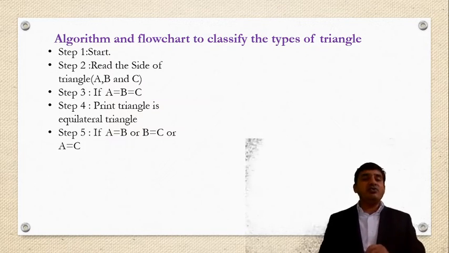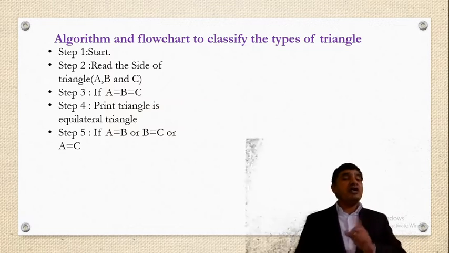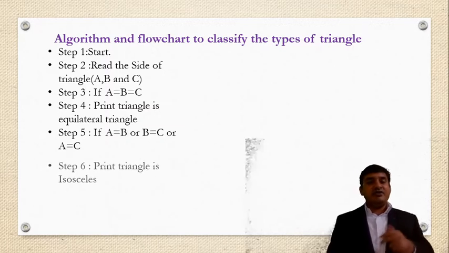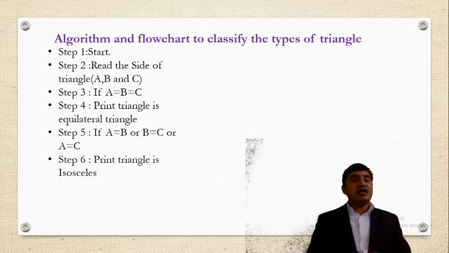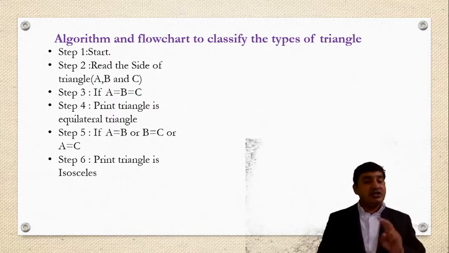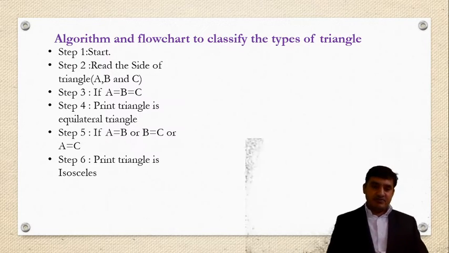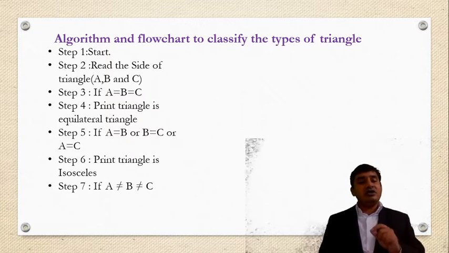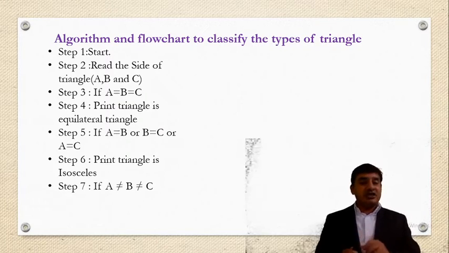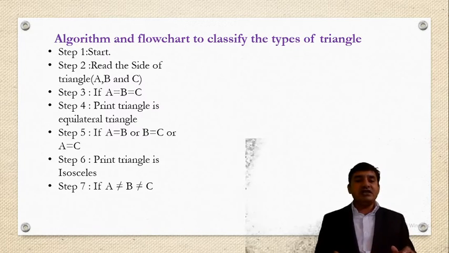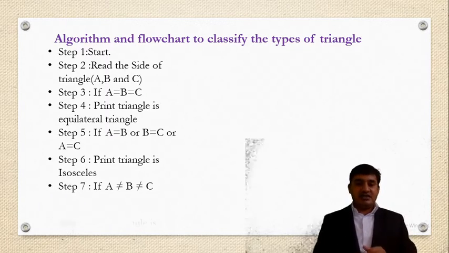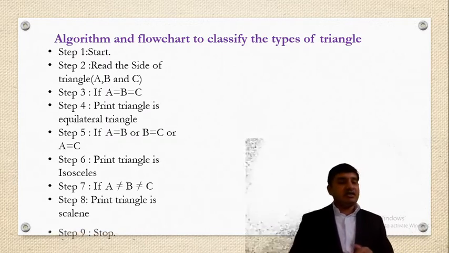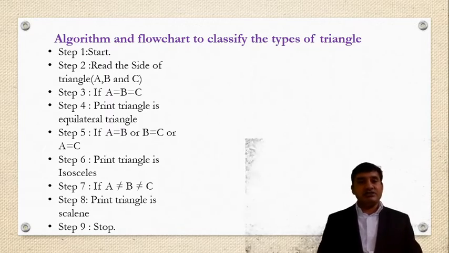If A is equal to B or B is equal to C or A is equal to C, that is two sides are the same, then print triangle is isosceles. Okay, that is two sides are the same. Step 7, if A is not equal to B and not equal to C, that is no side is the same, then print triangle is scalene. Then step 9 is stop.